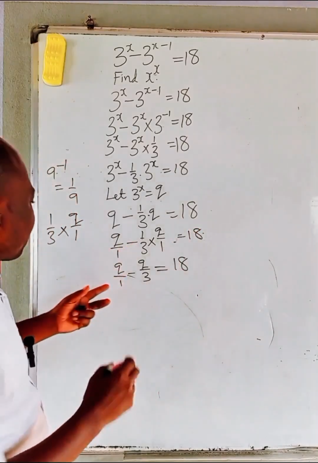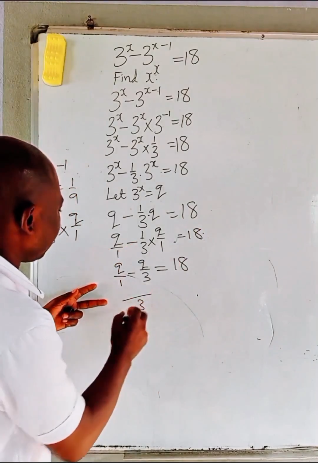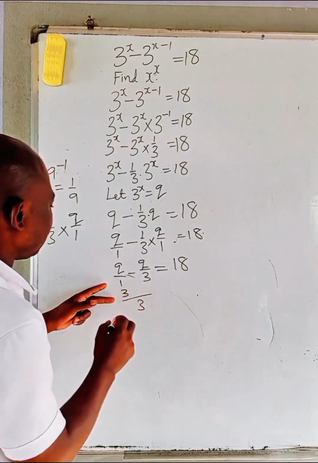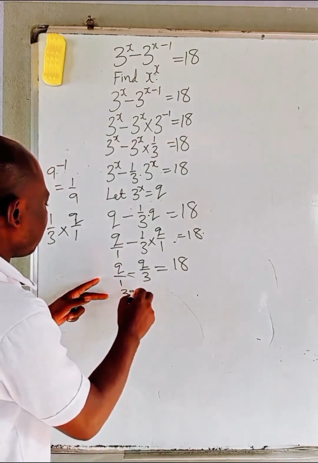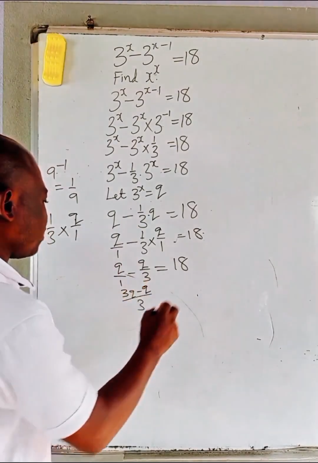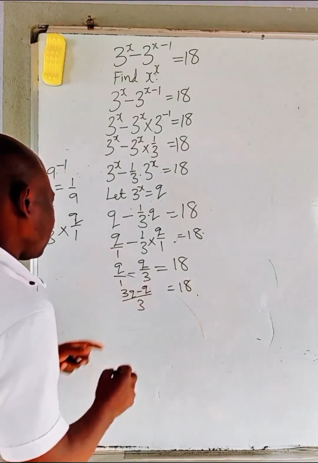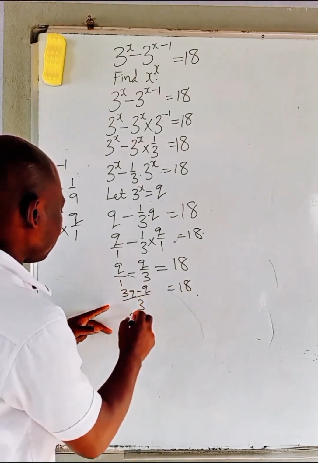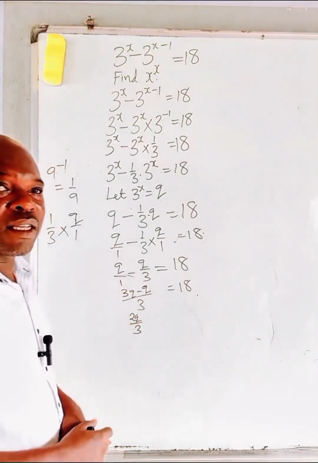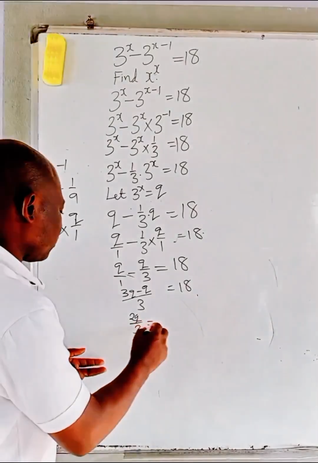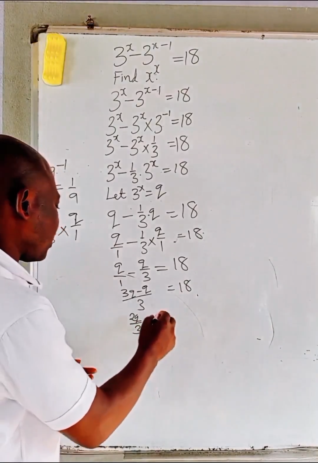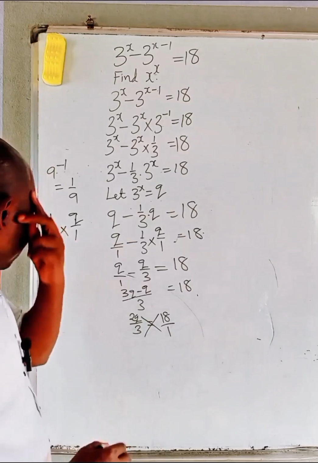What we solve now becomes: we look for the LCM and we have 3. You have 1, and 1 times this is 3, so 3q minus, we have 1 times this, we have a q. We equate it to 18. So what we have becomes 2q over 3 equals 18. Then we cross multiply so that we can get the value of q.